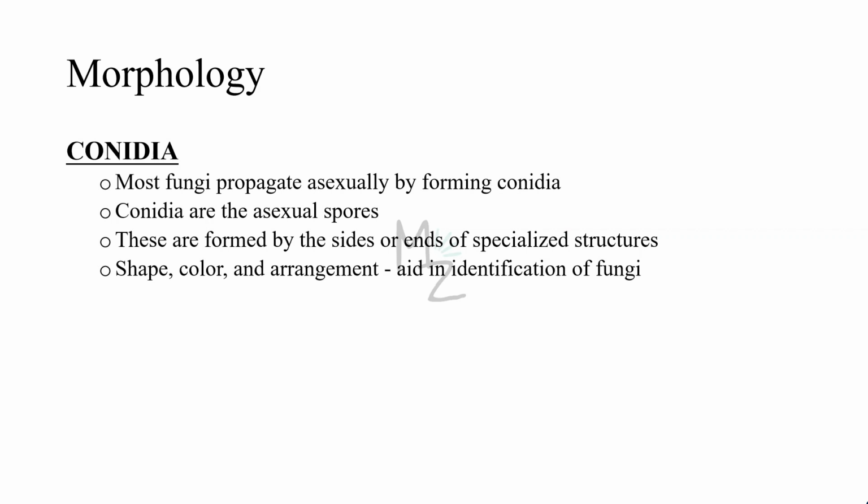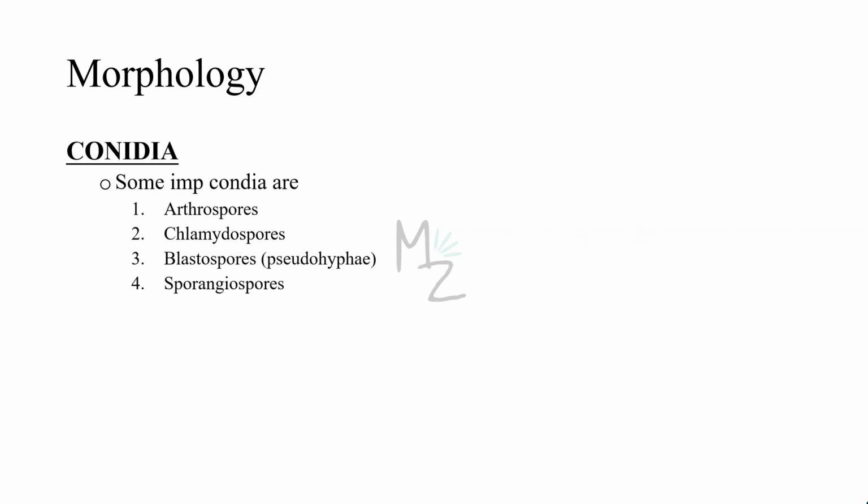Now let's talk about conidia. Most fungi propagate asexually by forming conidia, the asexual spores, from the sides or ends of specialized structures. The shape, color, and arrangement of conidia help in the identification of fungi. Some important conidia are arthrospores, chlamydospores, blastospores that include pseudohyphae, and sporangiospores.